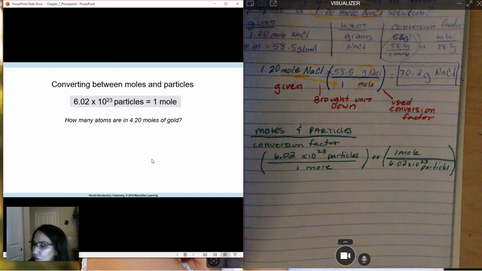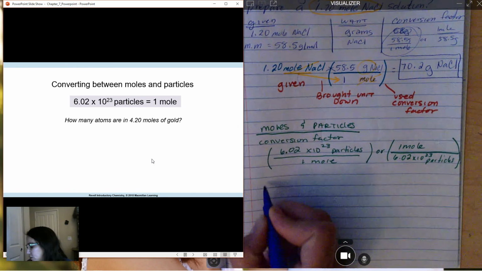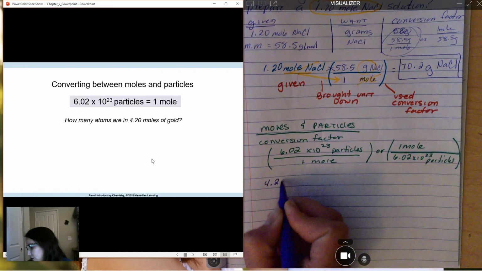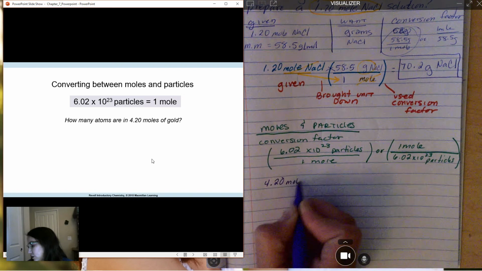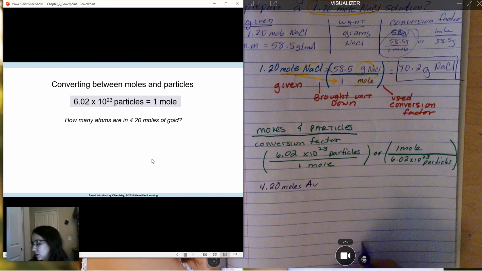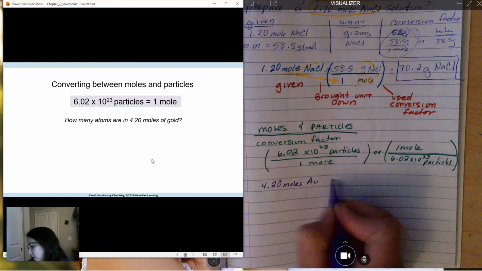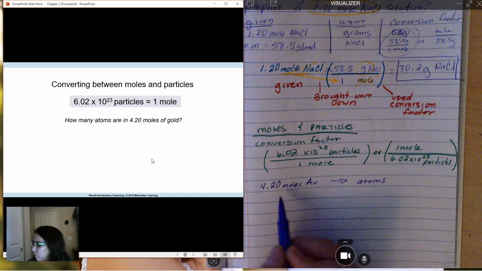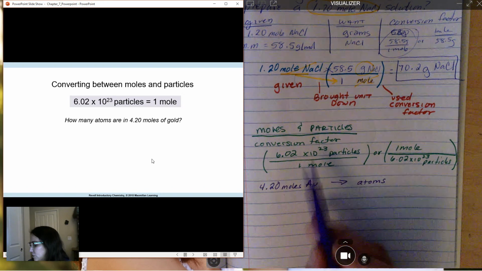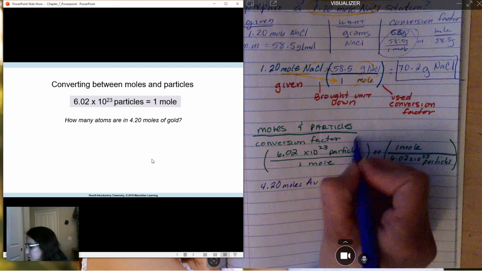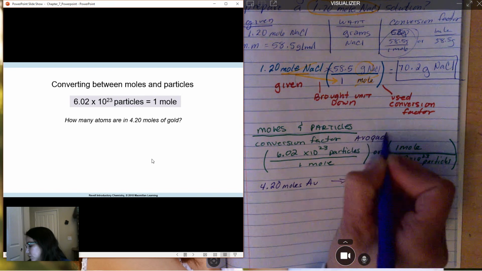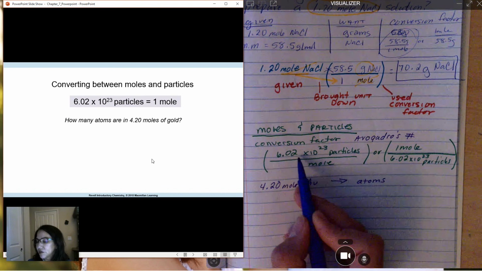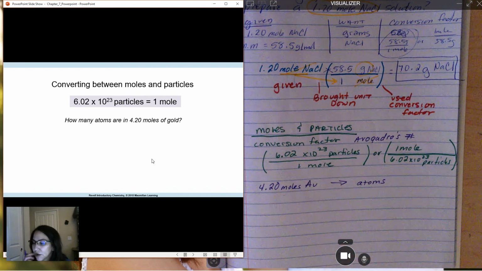So atoms in 4.2 moles of gold. So I'm going to write down my given, which is 4.20, actually, moles of gold. And we want to convert this into atoms. So to go from moles to atoms, we're going to use Avogadro's number, which is this number here, the 6.02 times 10 to the 23rd, right?